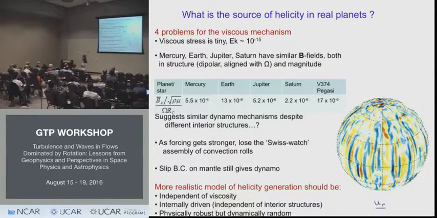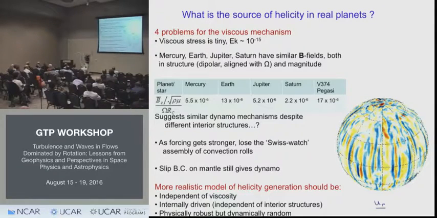There's several other reasons. One of the things that's very striking is that if you look at the planets, Mercury, Earth, Jupiter, Saturn, the magnetic fields are all very similar. They're all dipolar. The dipole is more or less in line with the rotation axis. And even more striking, the intensity of the dipole, suitably normalized, looks rather similar in all cases.